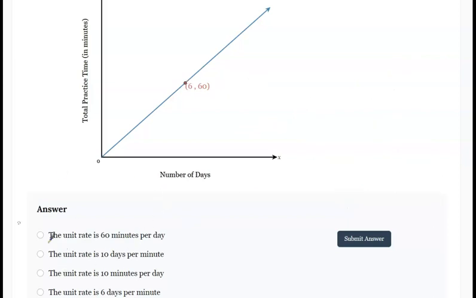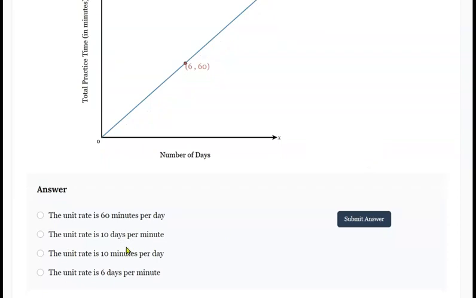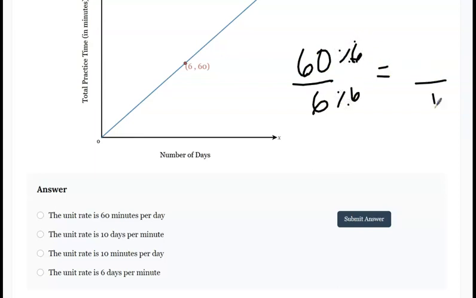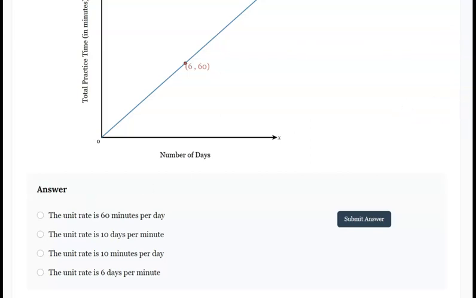So let's see. The unit rate is 60 minutes per day. Nope, because it was 60 minutes per 6 days, right? 60 minutes in 6 days. So x has to be 1 to be a unit rate. The unit rate is 10 minutes per day. Well, we had 60 for 6, and if we reduce this here, we can get a 1 in the denominator, right? So it's 10 minutes per day. So that's true. The unit rate is 10 minutes per day.